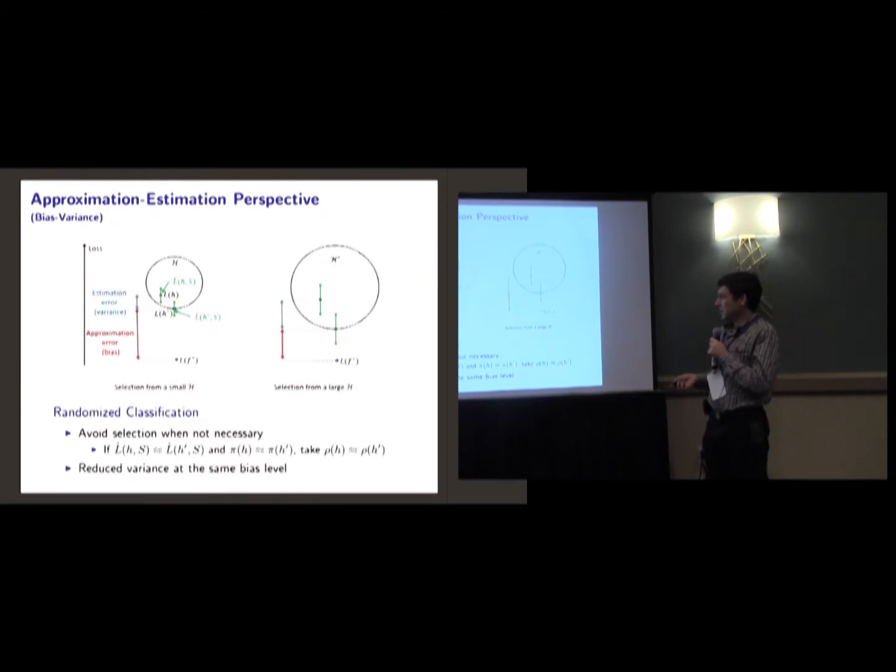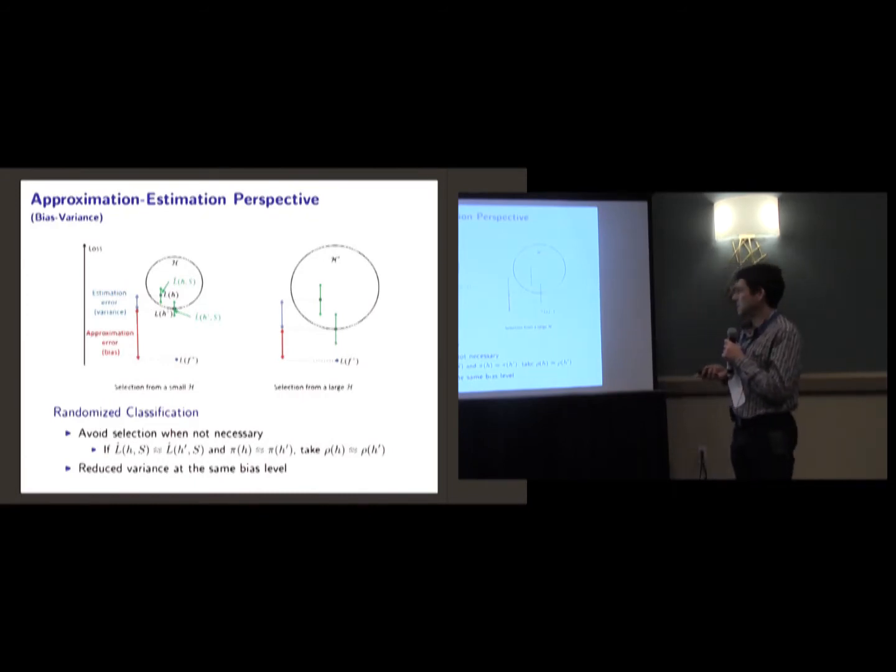What happens in randomized classification? The idea is to avoid selection when it's not necessary. So when we have two hypotheses with similar empirical loss and similar prior, we take a similar posterior distribution. And this way we achieve reduced variance at the same bias level. So this randomization allows us to avoid selection when it's not necessary and to reduce variance while keeping the same bias level.